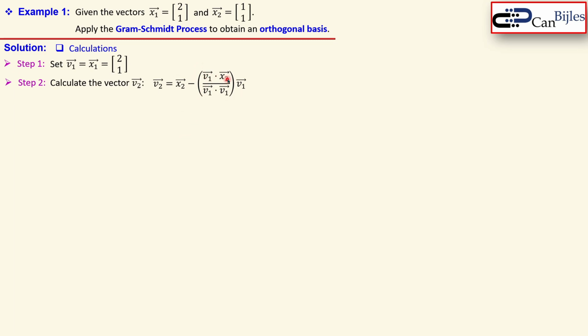So let's first calculate this dot product. That's shown here. So (2, 1) and (1, 1). That will be 2 times 1 plus 1 times 1. That is then 3. The next one is v1 and v1. The dot product of that one. Now (2, 1) and (2, 1). That will be then just 2 times 2 plus 1 times 1, which is 5.